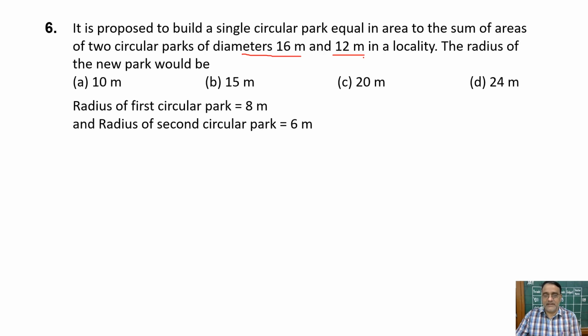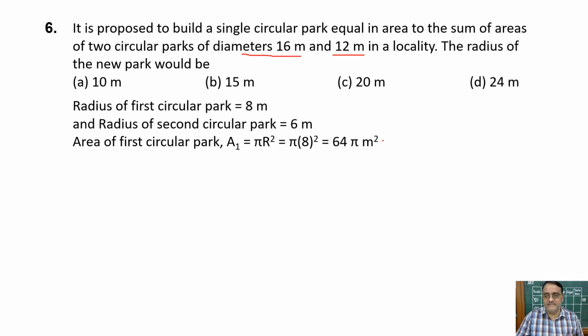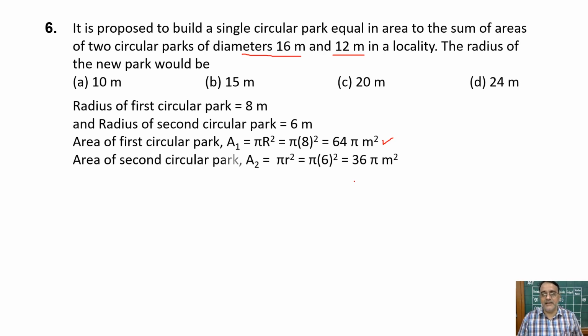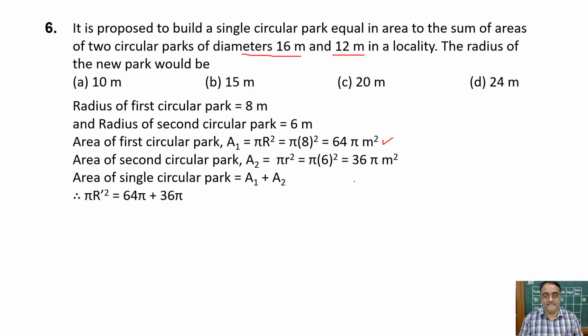Now what is A1? Area of first circular park. It is pi r square formula. So pi 8 square. So that will be 64 pi meter square. This is clear? Yes, sir. Similarly area of second circular park, how much will it be? That is also pi r square, pi 6 square, that is 36 pi meter square. Now according to the question, area of single park will be equal to A1 plus A2, and A1 is 64 pi, A2 is 36 pi, and the area of the single circular park will be pi r square. For r here we can take anything, let's take r dash, right?